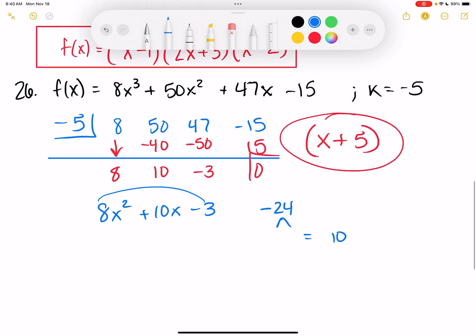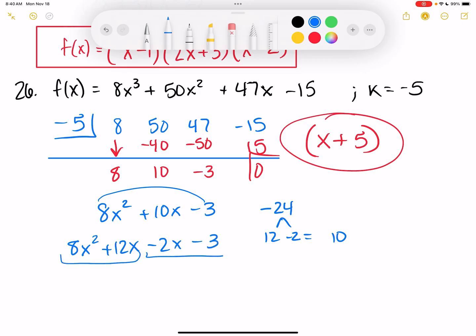What would those be? Negative 12 and 2. No, wait. 12 and negative 2. Yep, 12 and negative 2. I knew you'd figure it out. All right, so we've got, well, it doesn't matter. 8x squared plus 12x minus 2x minus 3.